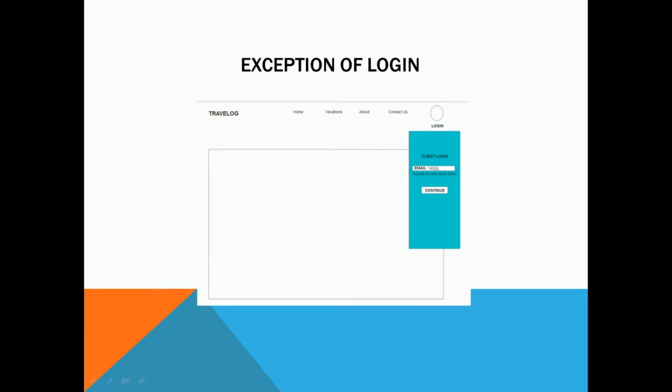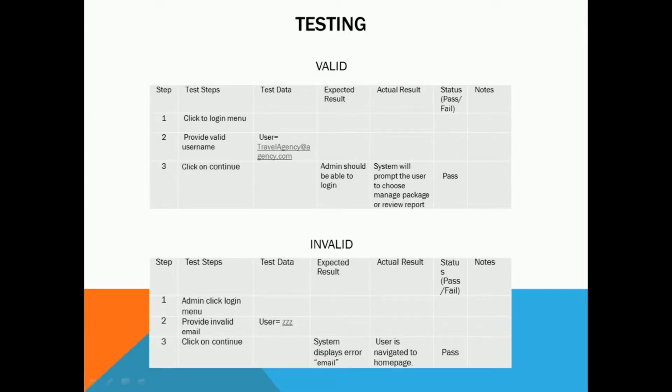And then we go to the testing. Here we have one test case about valid email and invalid email. If the user gives a valid email, first the user needs to click the login menu, and then the system will ask the admin user to enter the correct email, which is travelagency@agency.com, and then click continue. The system will prompt the user to choose manage package or review report, and it will pass.